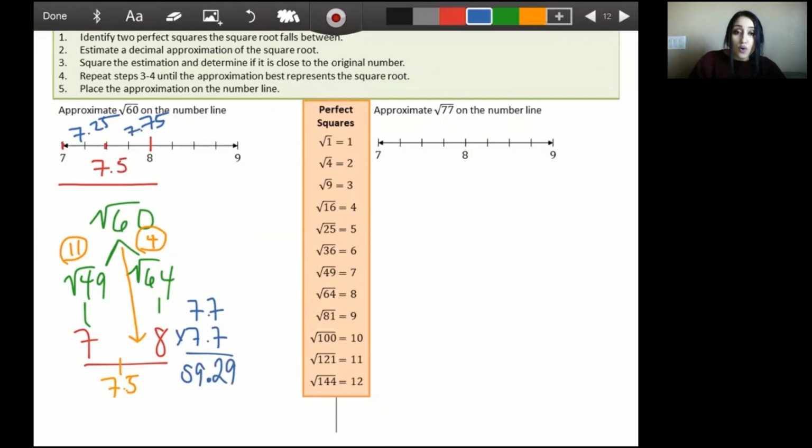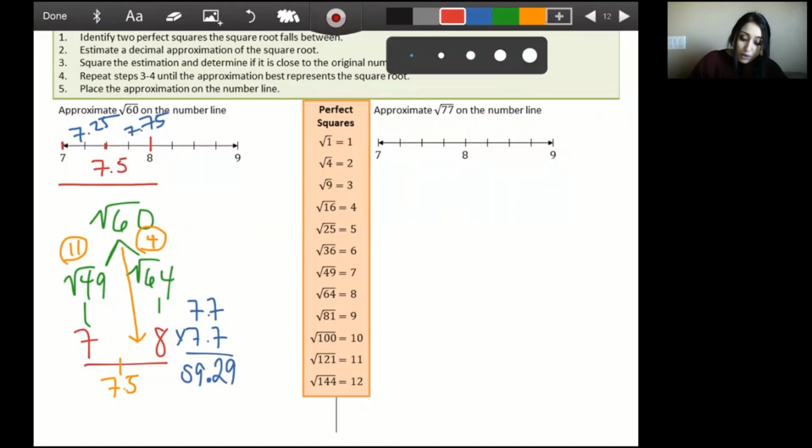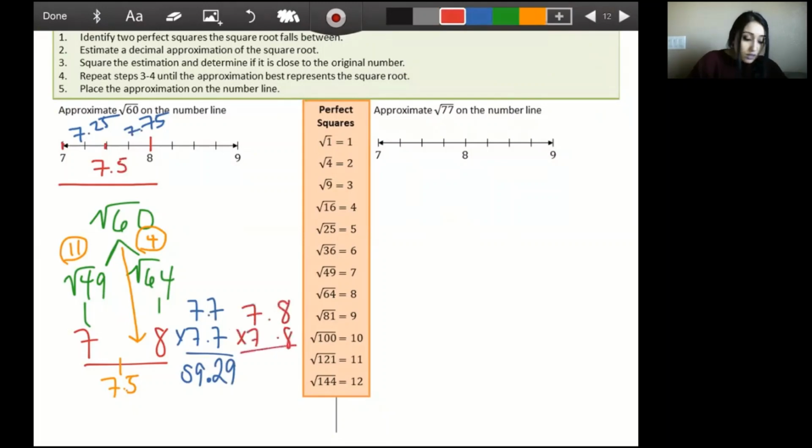Okay, that's close to the whole number 60. I'm going to try to see if I can get even closer. I'm going to try 7.8. 7.8 times 7.8 leaves me with 60.84. So in this particular problem, notice that it's really close, ladies and gentlemen. If you want to round up, you can. Now, for this case, because it's close, this one goes over by a lot, and this one's not going over. I'm going to say the approximation is about 7.7.